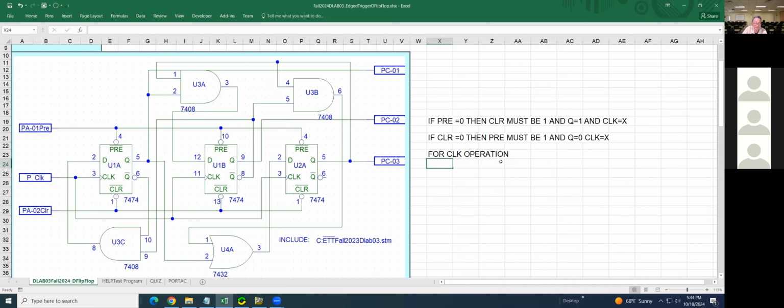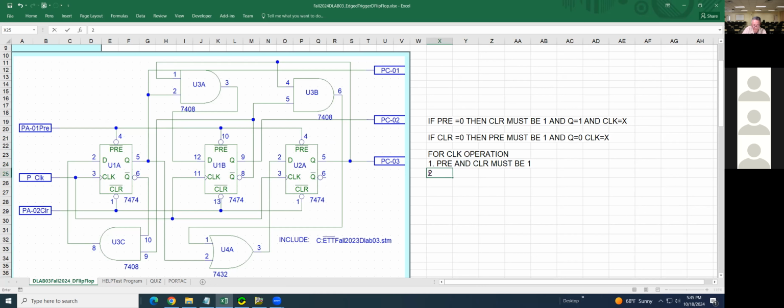Okay, first thing, number one: preset and clear mode V1. Okay, mode V1.